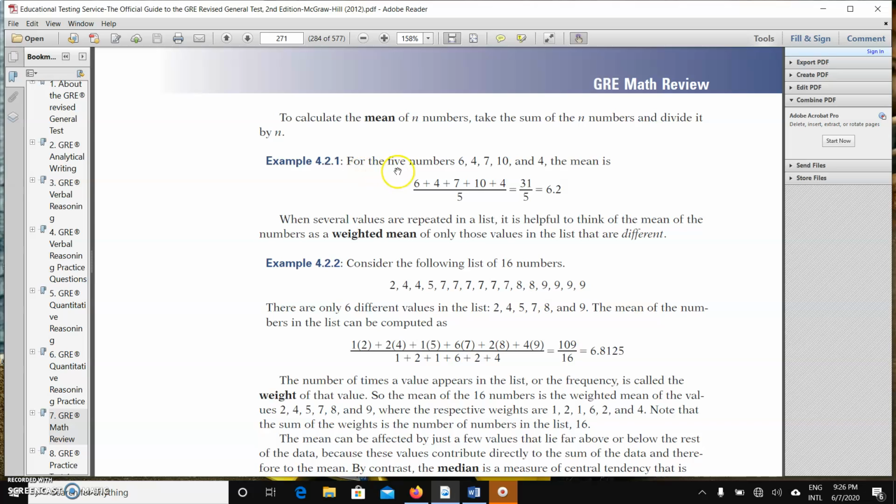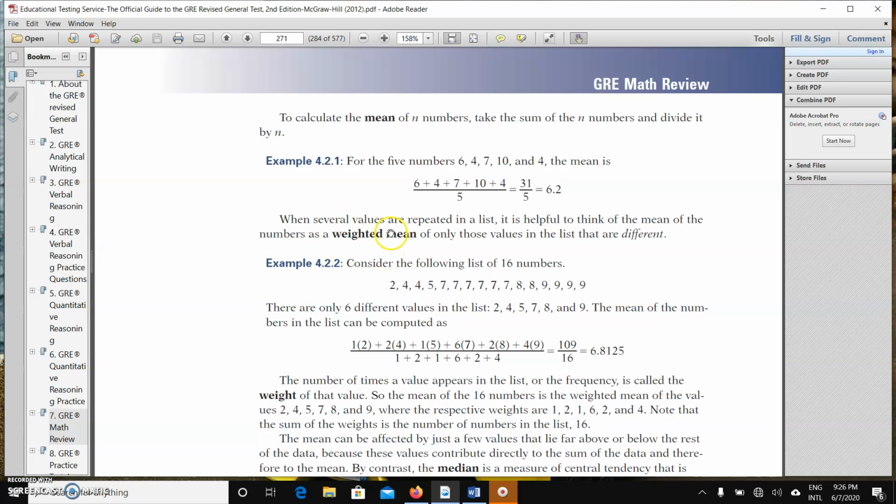So let's say this example is given. For the five numbers 6, 4, 7, 10, and 4, you have to calculate the mean. Just add the data up, the sum of the data: 6 plus 4 plus 7 plus 10 plus 4, over the total number. Just count it: 1, 2, 3, 4, 5. So 31 divided by 5, where 5 is the number of data. When you do that, you get this answer: 6.2. That is the mean. You understand?